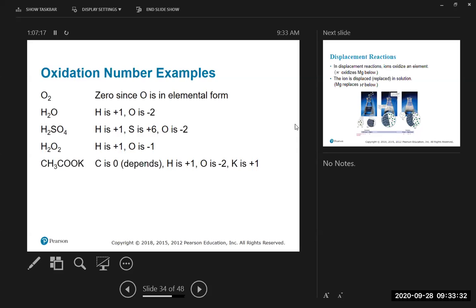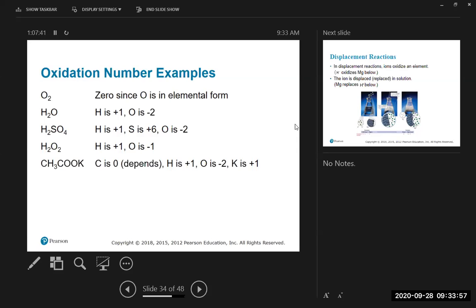So even if I wasn't certain what sulfur is, I know from here, because I'm pretty sure about hydrogen and I'm pretty sure about oxygen. So you should be pretty comfortable knowing that hydrogen is usually +1, oxygen's usually -2, and then that leaves, for this to be neutral, the sulfur would have to be +6.